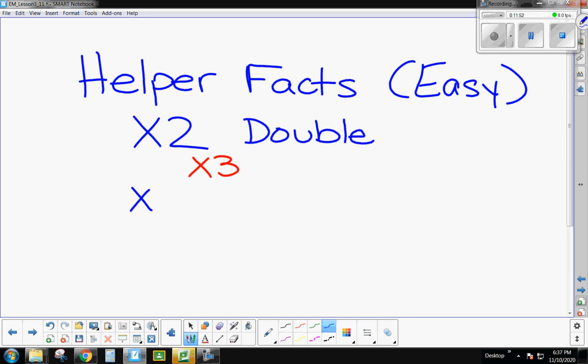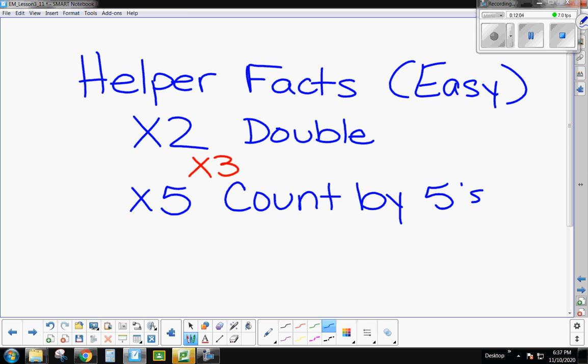Times 5, right? We've already been working on times 5. We know that anything times 5, we can just take that other factor or that other number, and we're just going to count by 5s. Okay? So what could times 5 help us to solve? Well, if I know what 5 groups of something is, could I just add on another group to do 6 groups of that? Okay, so I can use times 2 as a helper fact to do times 3. I could use times 5 as a helper fact to do times 6.